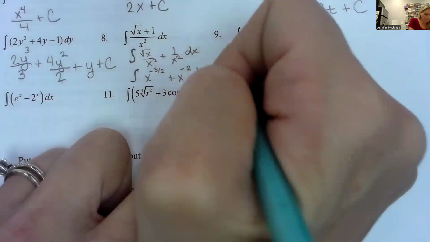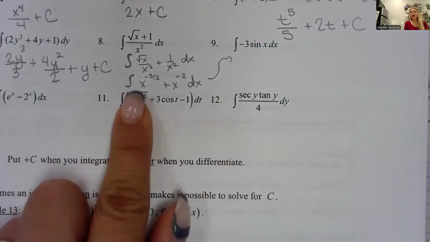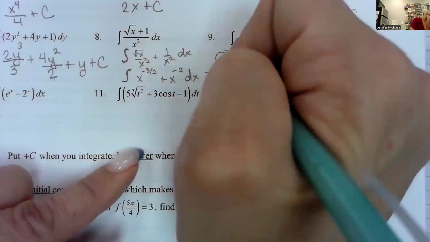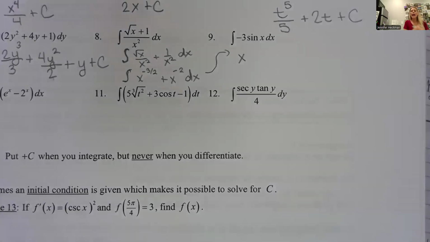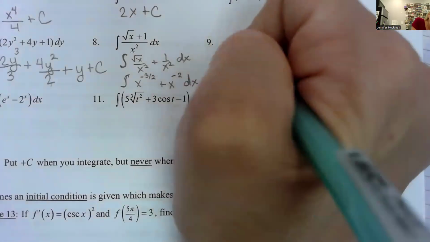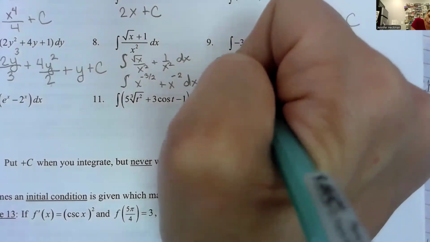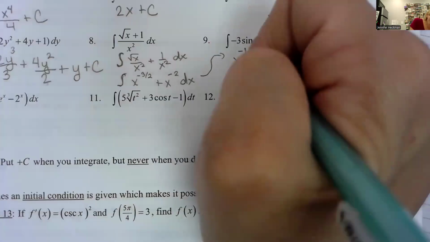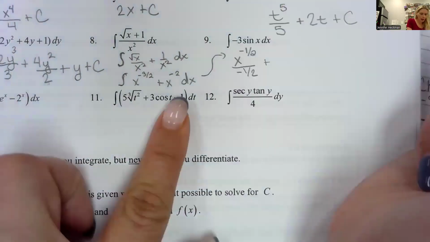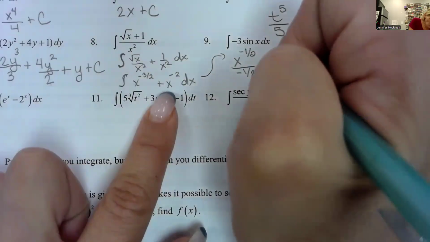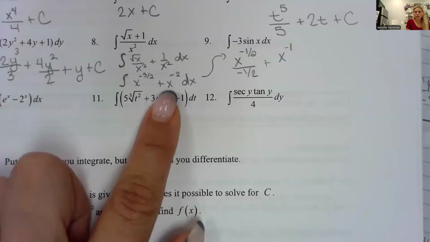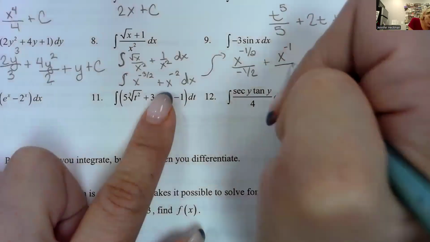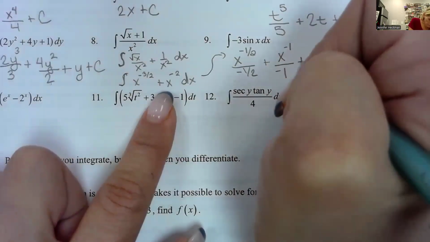I'm going to do number 9 in a different place. Okay? Remember, power rule, power rule. So, I add 1 to the exponent. If I add 1 to -3/2, I get -1/2, sorry. And then I divide by that exponent, right? So I'm dividing by -1/2. Then I'm going to add, there's another power rule, right? I'm going to add 1 to the exponent, so -2 plus 1 is -1, and divide by that negative exponent.